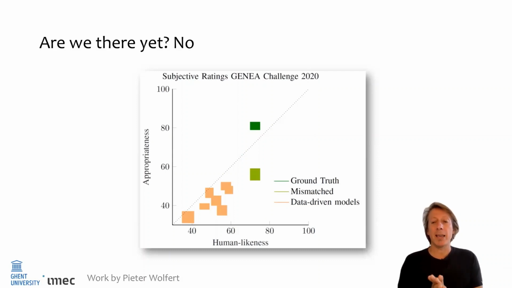So we're not quite there yet. Bridging that last gap to perfection turns out to be really challenging. And I think the main reason is that we are incredibly sensitive to small mistakes in social signals.